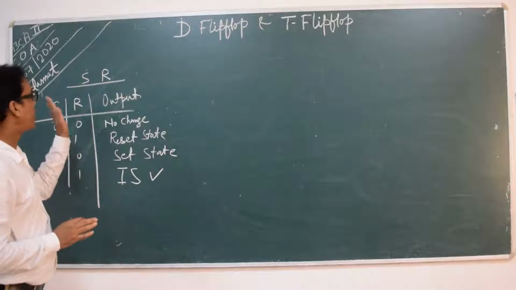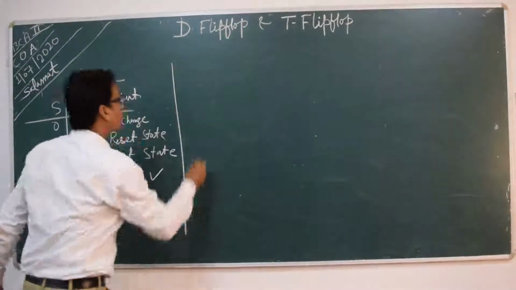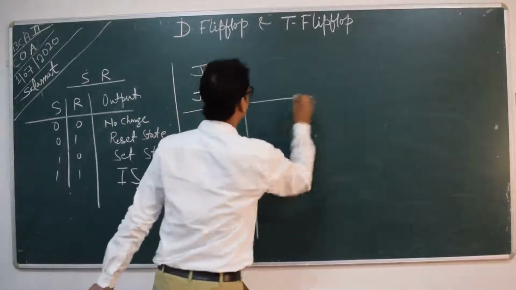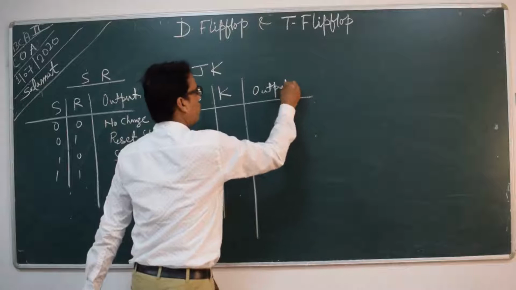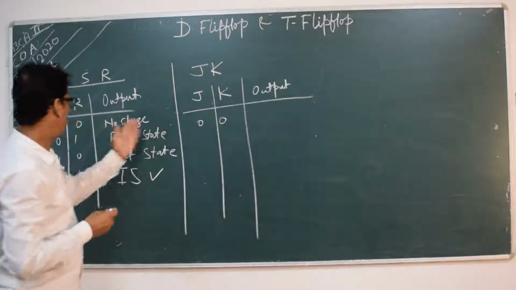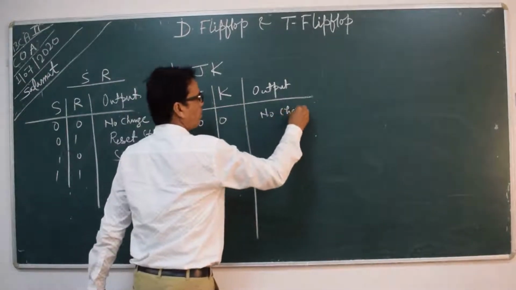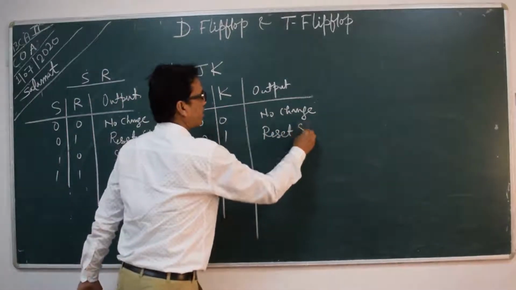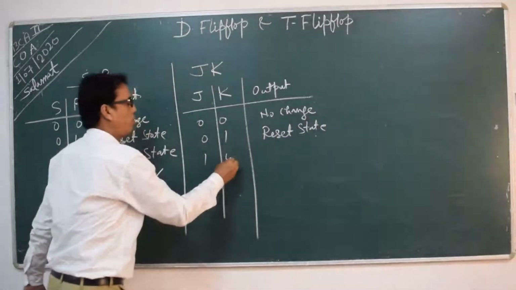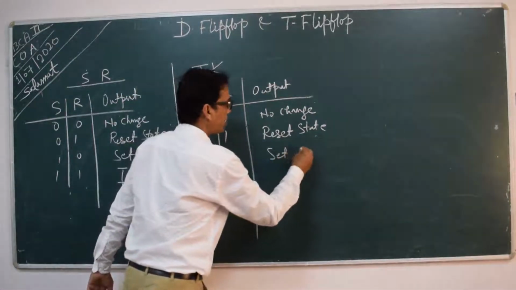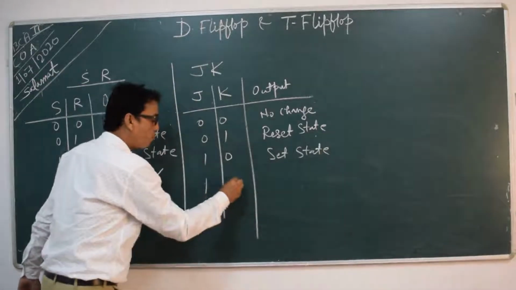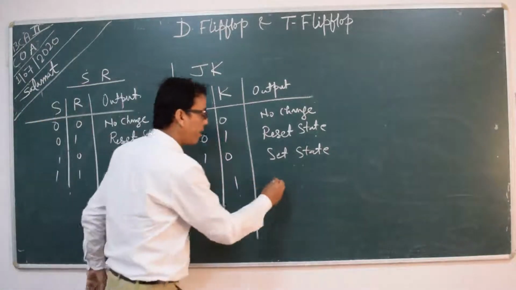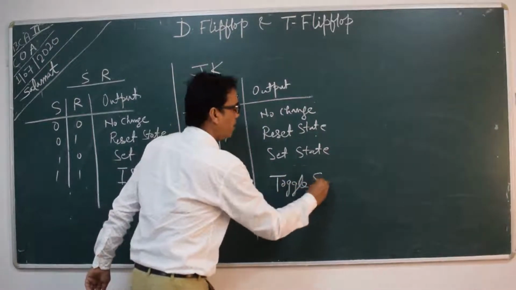This is the only difference between SR flip-flop and JK flip-flop. In the case of JK flip-flop, J and K, 0, 0, same, no change in the state. 0, 1, same, reset state. 1, 0, again same, set state. 1, 1, in the case of 1, 1 in SR flip-flop, it was invalid state, but here it is toggle state.